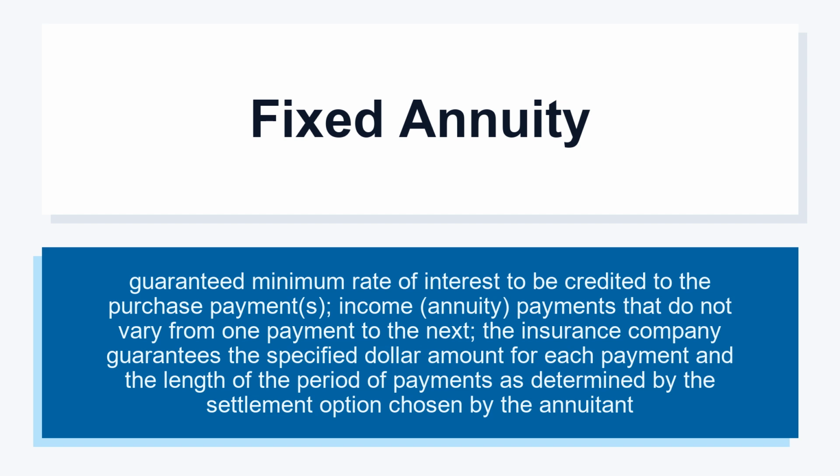Fixed annuity. Guaranteed minimum rate of interest to be credited to the purchase payment, income annuity payments that do not vary from one payment to the next. The insurance company guarantees the specified dollar amount for each payment, and the length of the period of payments is determined by the settlement option chosen by the annuitant.